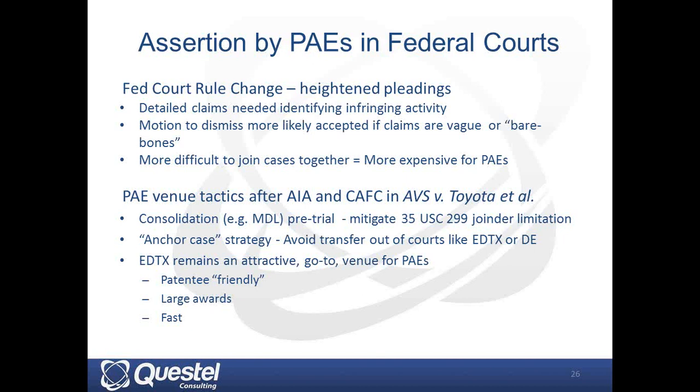So it's going to be more difficult for trolls and PAEs to assert very broadly, which again means that it's going to be difficult to generally join cases together. There's going to be much more particular pleadings necessary, and that'll make it more expensive for PAEs. I'm going to skip over the venue issue. Clearly after the AIA, it's become much more difficult for PAEs to join different companies in one infringement suit in one court.